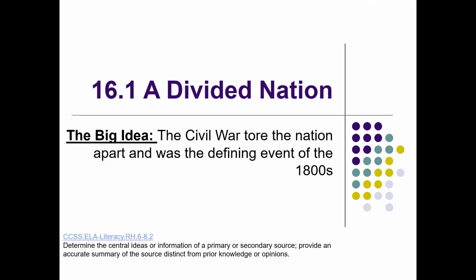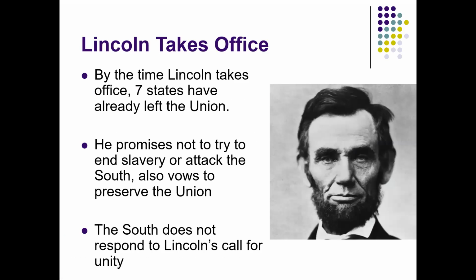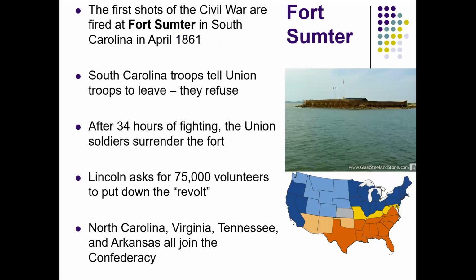Let's get started. So last time on chapter 15, we learned that when Lincoln took office, 7 states had already left the Union. Lincoln makes kind of one last-ditch effort, promising not to end slavery or attack the South, but he also promises that he will do everything he can to preserve the Union. The South does not believe or listen to Lincoln's call for unity, and so the Civil War is going to begin.